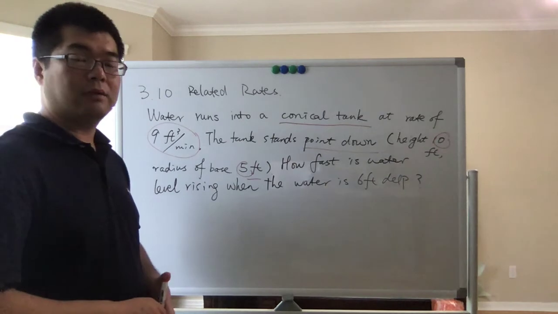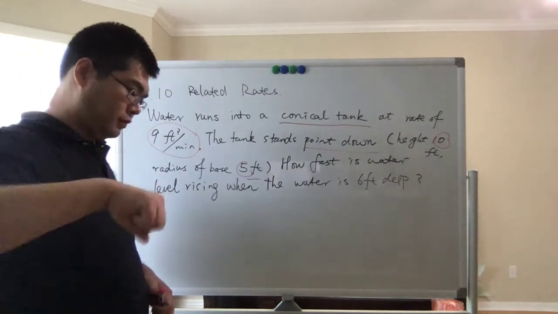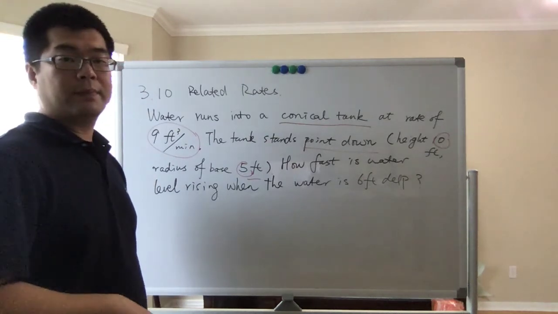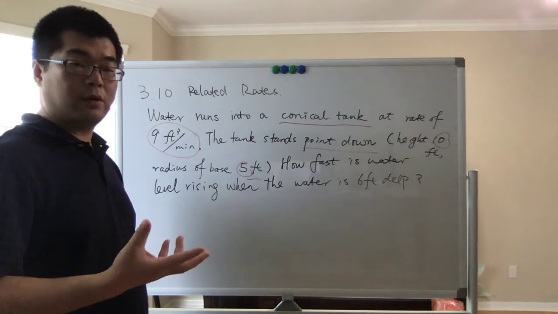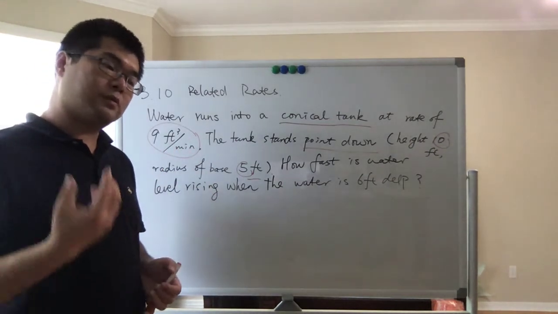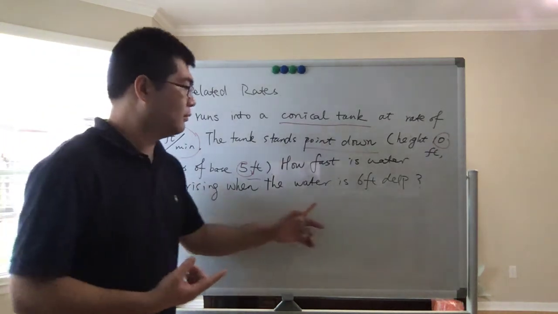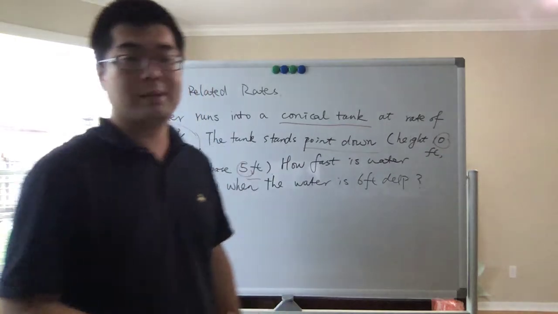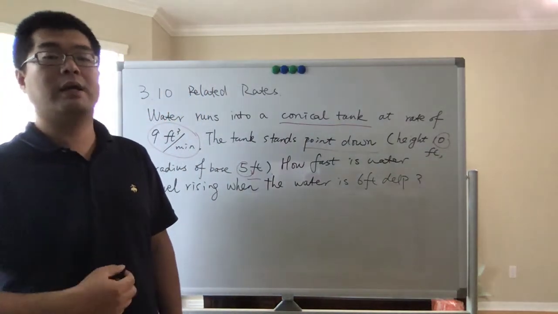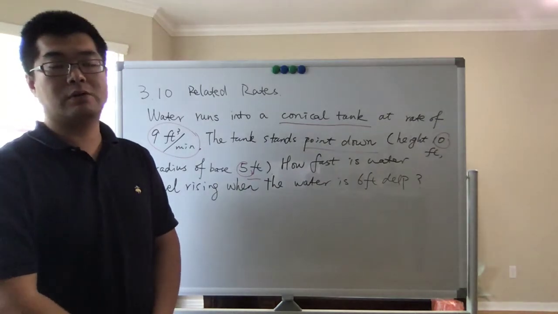So basically, it is saying that I'm starting to pour water into this tank, and the rate of change of the water volume is this, and you will see the water becoming larger and larger, and at the moment when the water is 6 feet deep from the ground, how fast is the water rising? Okay, so that's the problem.